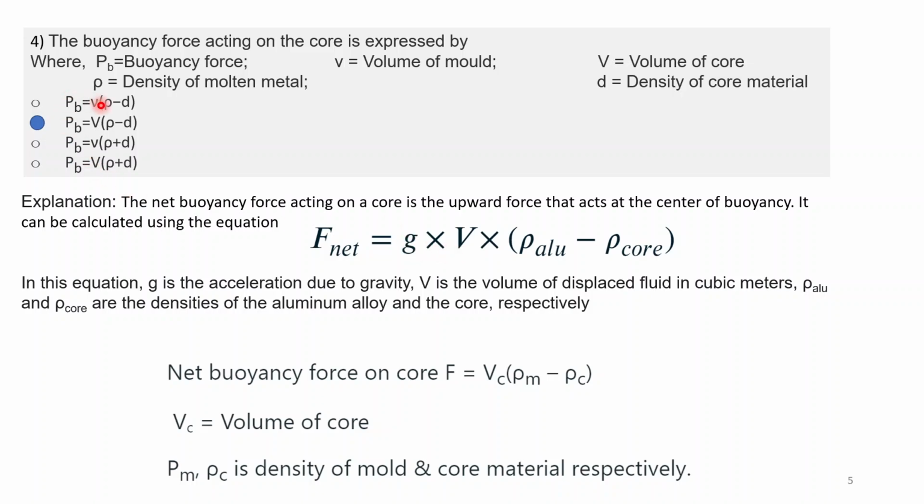Okay, now in this form you have to remember which density you will be taking first. It will be the metal's density first and then density of core. This exact formula is given here as well. F equal to Vc brackets rho m minus rho c. m is metal, c is core.